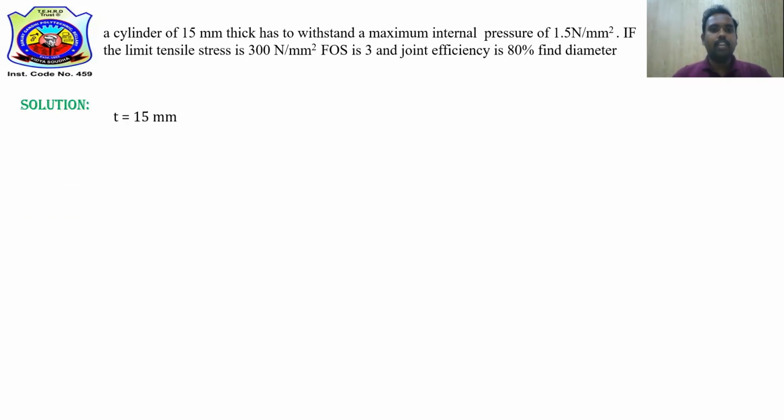T equals 15 mm. A cylinder of 15 mm thick is nothing but T equals 15 mm, has to withstand a maximum internal pressure P equals 1.5 Newton per mm square. A limit tensile stress, limit is nothing but maximum. Students, it's very important. He has not given the tensile stress. He has given limit tensile stress. That is nothing but ultimate, the maximum tensile stress. That's why I have written FU. F is stress, FU is ultimate stress, 300 Newton per mm square, then FOS 3, and efficiency eta equals 80%.